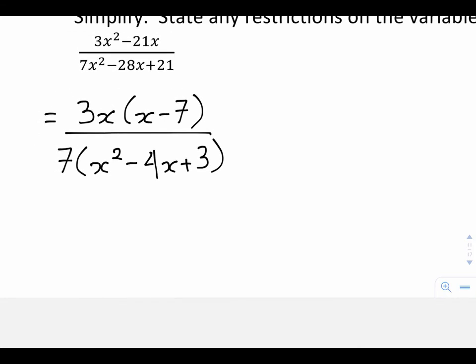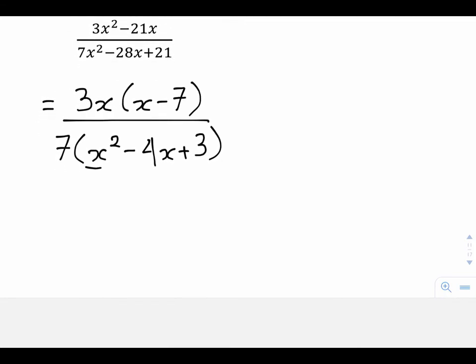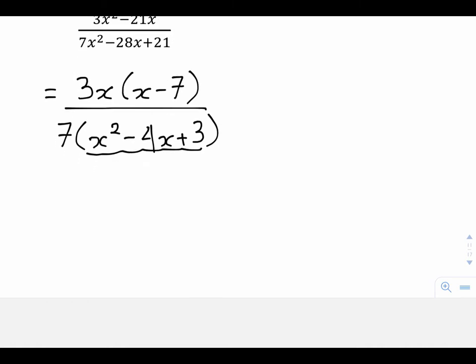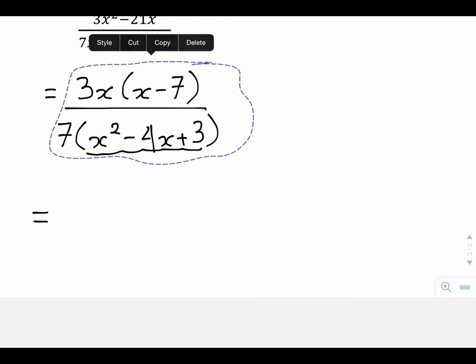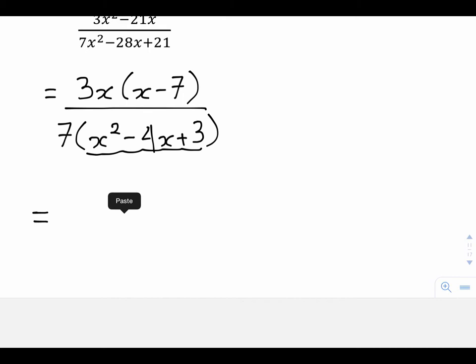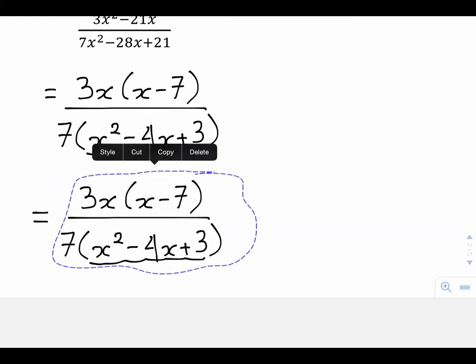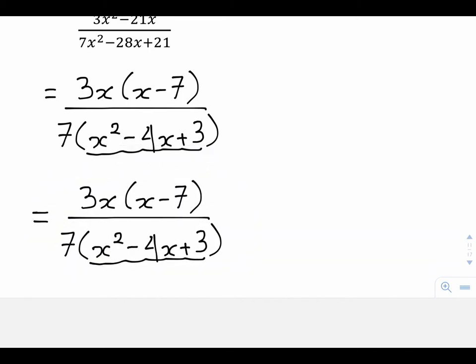Now my next step is to factor my simple trinomial. I have this simple trinomial in the denominator, which I'm going to factor out. But to simplify the work for myself, I'm going to copy this whole thing and just paste it here, because most of it's going to stay the same. The only thing that changes is this trinomial.